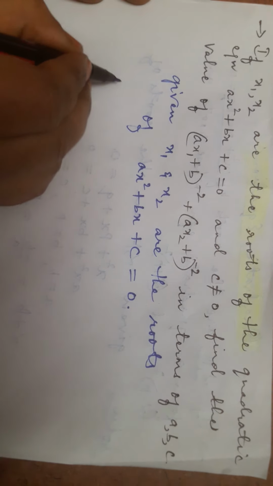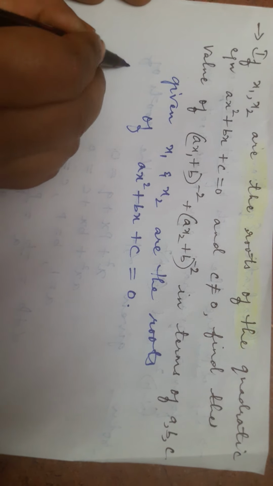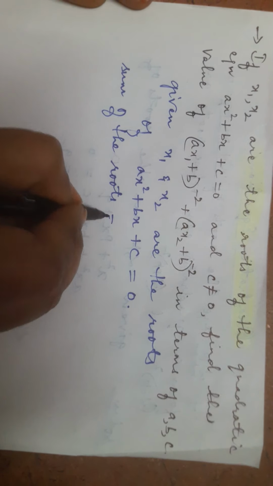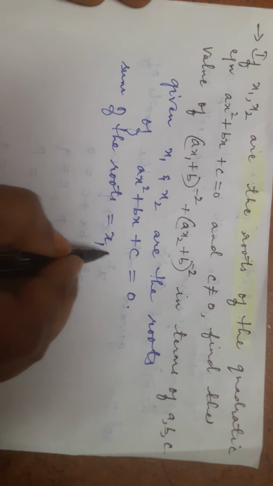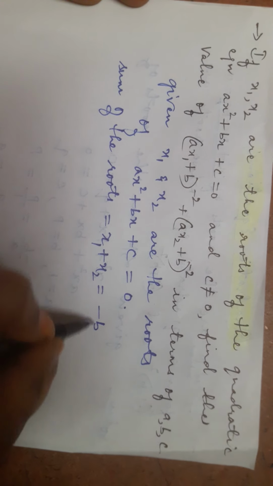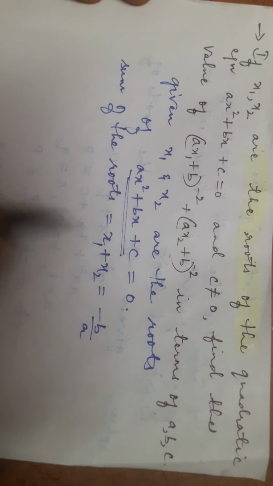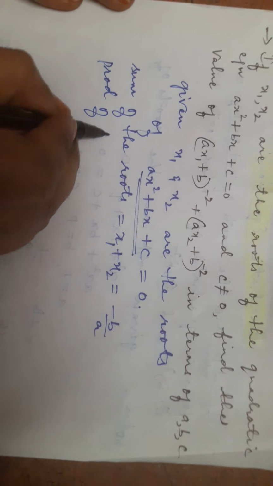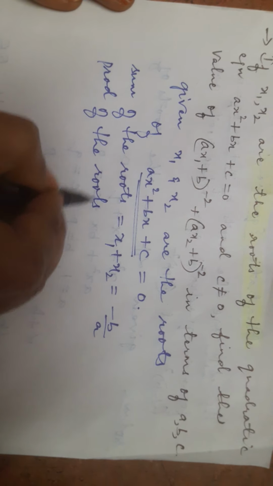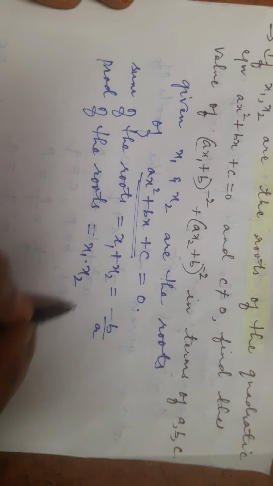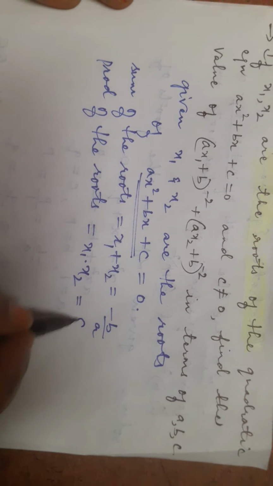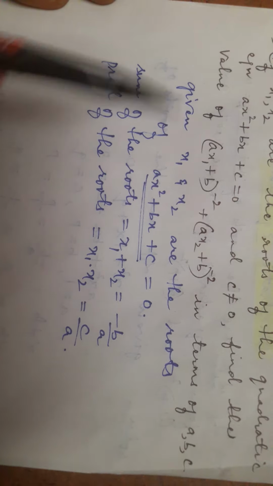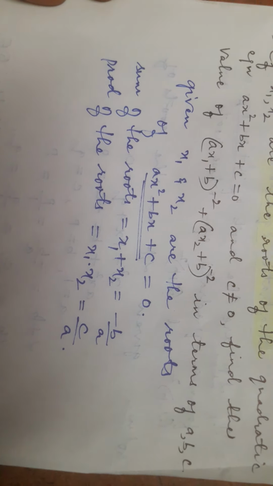ax square plus bx plus c equal to 0. That means sum of the roots, alpha plus beta, here it is x1 plus x2. So x1 plus x2 equal to minus b by a. Here quadratic equation is in the standard form. Product of the roots, x1 into x2 equal to c by a. Okay, these are the conditions that I can write from the question given x1 x2 are the roots.